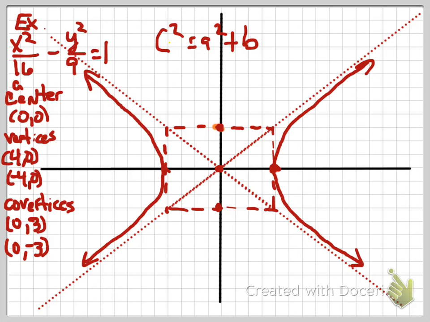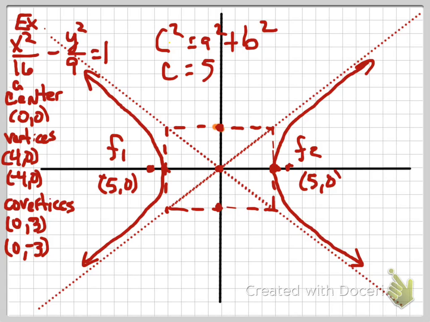Now the foci formula is c squared equals a squared plus b squared. So what's 16 plus 9? 16 plus 9 is 25. The square root of 25 means c is 5. That tells me my foci go 5 on the transverse axis, 5 to the left and 5 to the right, so at negative 5, 0 and 5, 0. Also, keep in mind that the equation of your asymptotes is y equals positive or negative b over a times x. So it should be positive and negative 3 over 4.